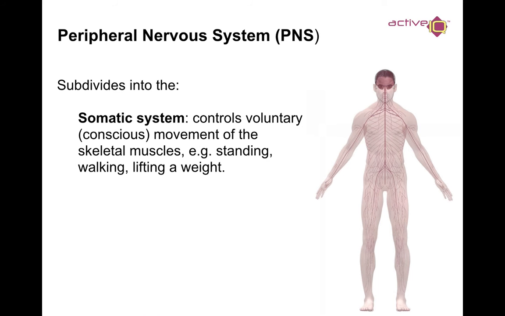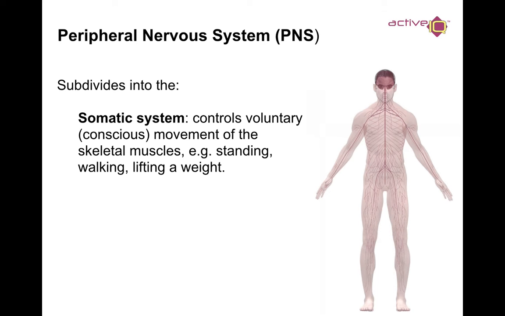So the peripheral nervous system is also divided into the somatic system, which controls voluntary or conscious movement of the skeletal muscle. So things such as when we stand up and walk away, or if we run, or if we catch something, they're all voluntary movements which we're in control of.